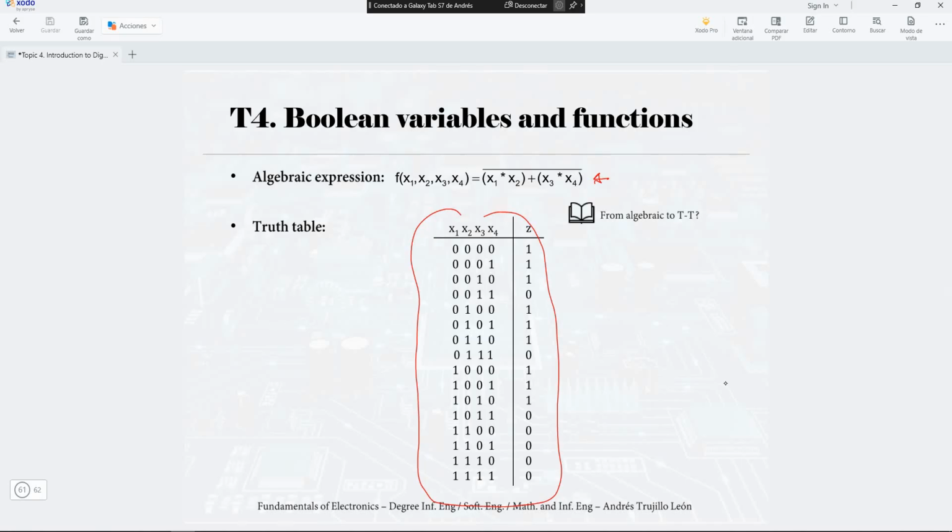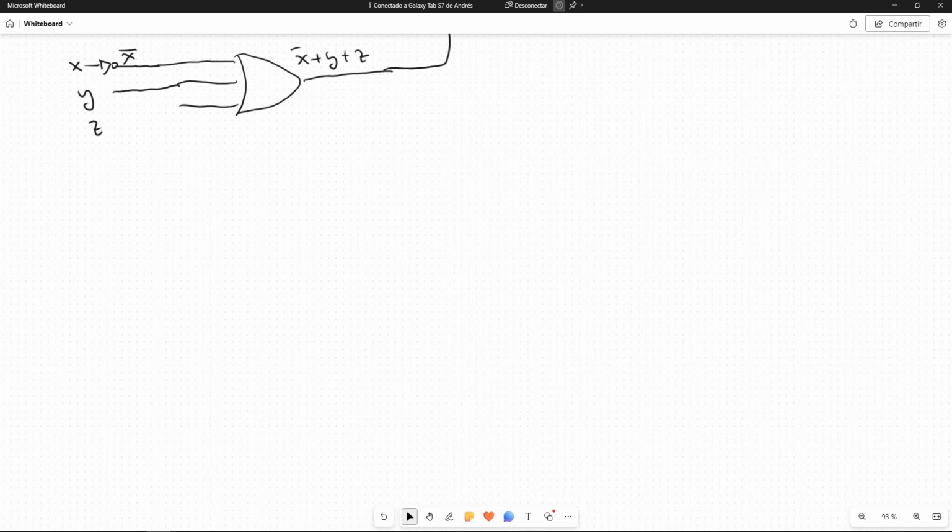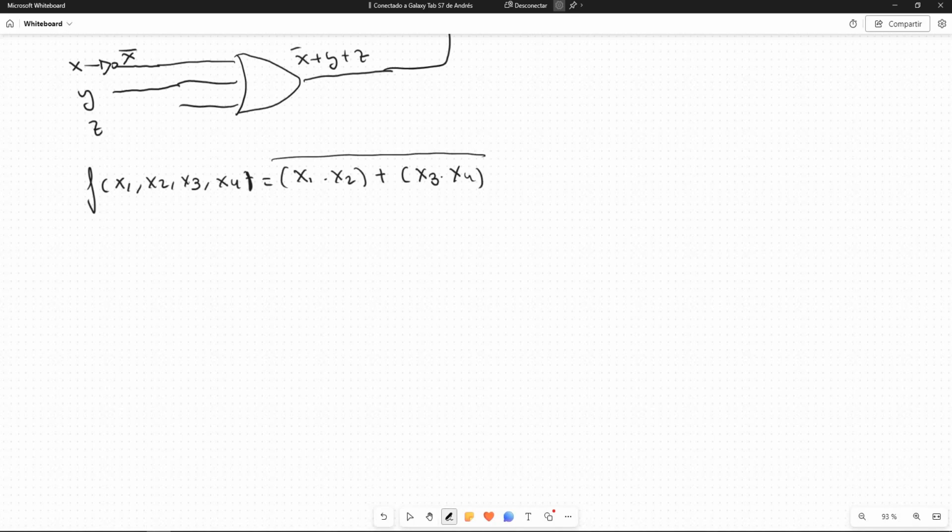So, well, let's do a quick example of this. Imagine that we have this algebraic expression. So we have that expression, if we remember this, we have this. Now I'm asking you, is this a normal form of the function?